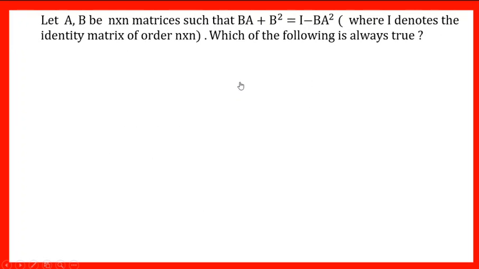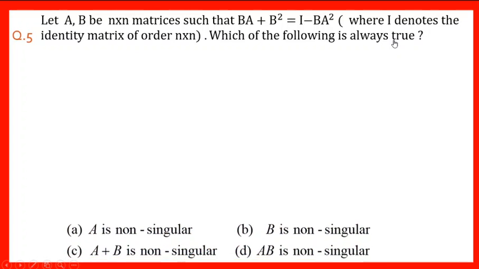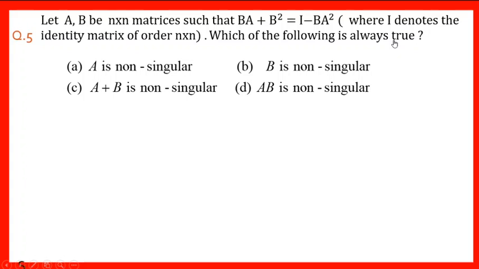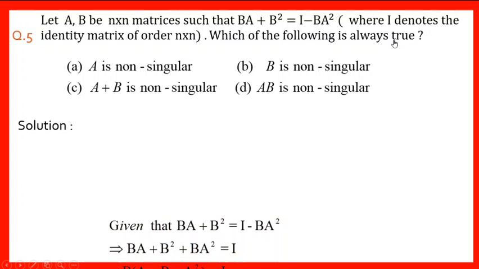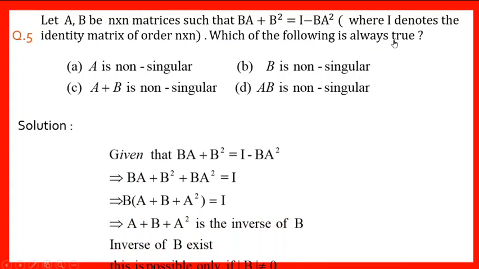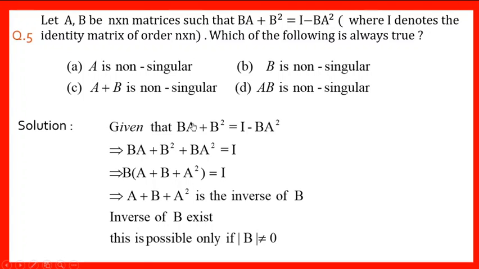Let us have the next question. Question number 5 is, let A and B be n by n matrices such that this relation is given. Which of the following is always true? This we have to find out. As I said, always make use of the given information to the optimum level, right? So let us start with the given expression, that is BA plus B square equal to I minus BA square. Shift this term to the left hand side. Now on the left hand side, we observe B is the common term, take it outside.